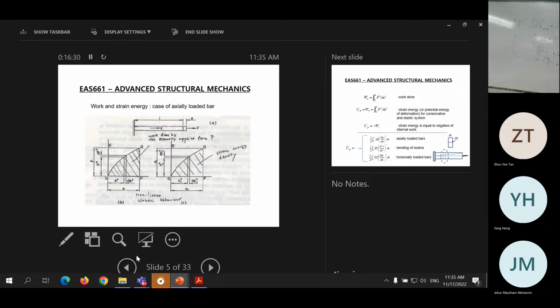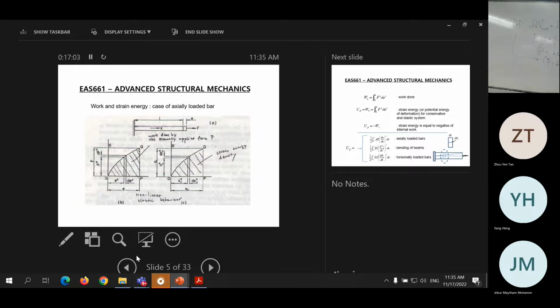Now, this is the first thing that we would like to look at. Basic idea about work and strain energy. I think you have already studied this before. We have to get this idea refreshed so that later when we go to principle of energy, we can apply these basic definitions. So work and strain energy.